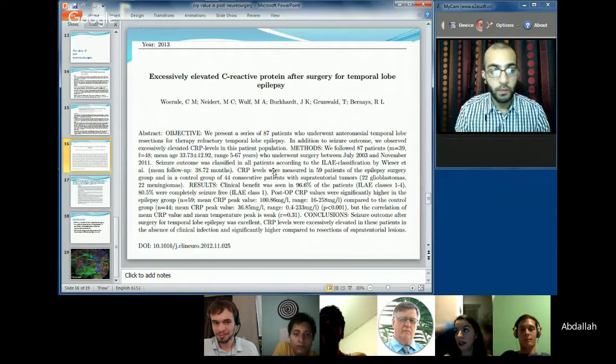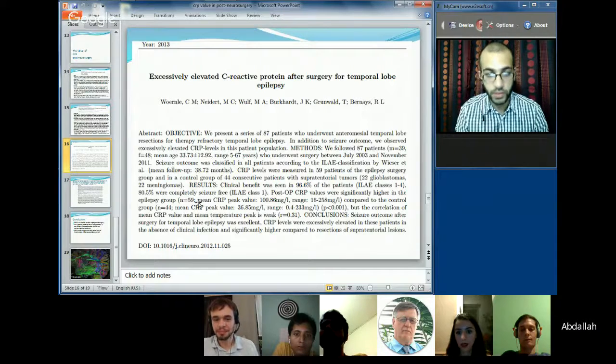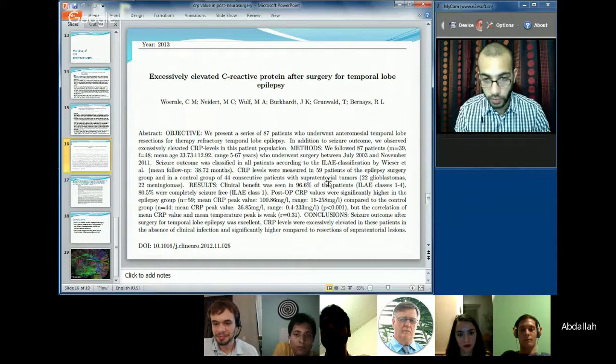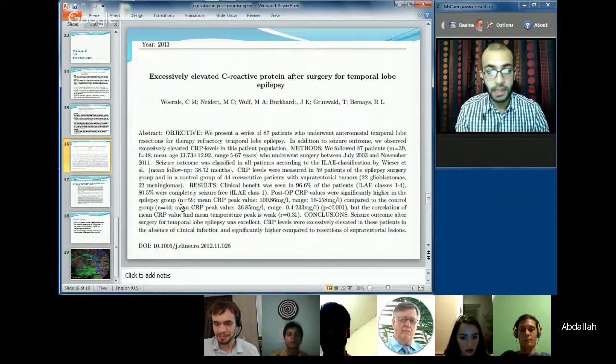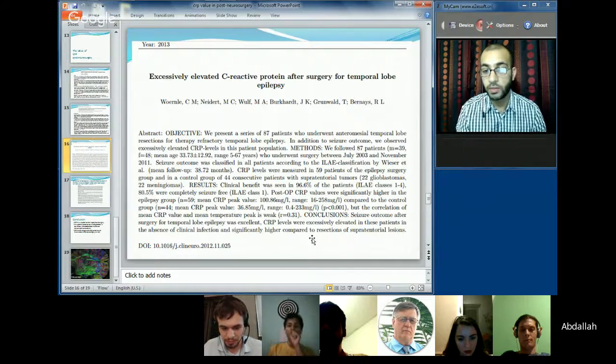And here we can see that CRP levels were measured in 59 patients of the epilepsy surgery group and in a control group of 44 consecutive patients with supratentorial tumors, so glioblastomas and meningiomas. And here we can see that the post-operative C-reactive protein values were significantly higher in the epilepsy group compared to the control group. So that means that CRP levels were excessively elevated in the patients, in the absence of clinical infection, and significantly higher compared to resections of supratentorial lesions.